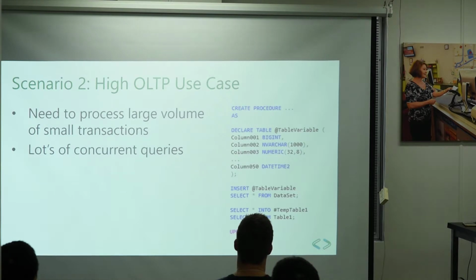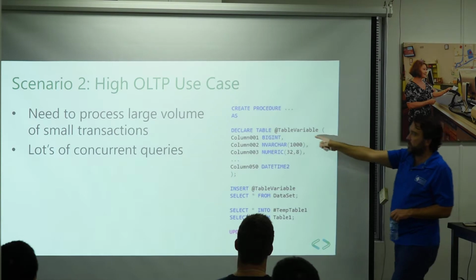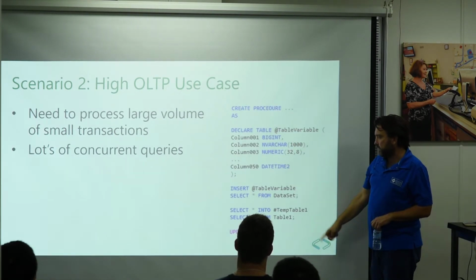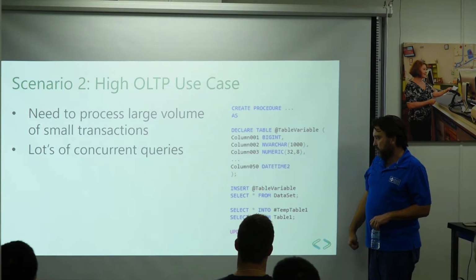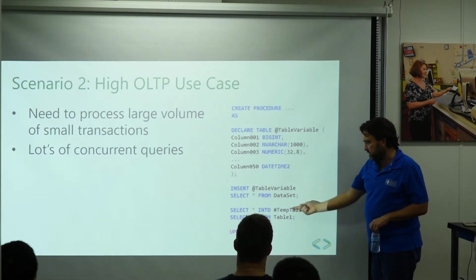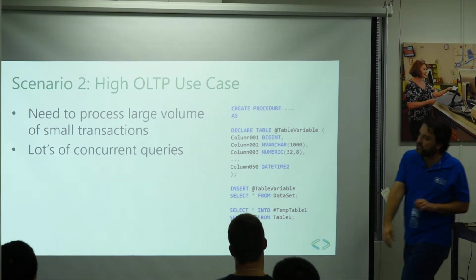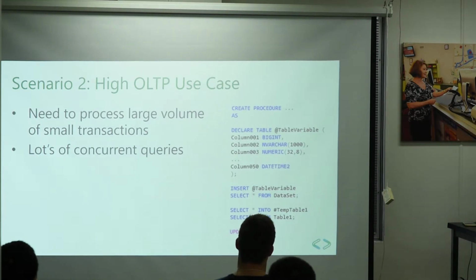So in this particular case, as you can see, we've got a little pattern here. There might be a few nuggets here. So again, create a procedure, declare a table variable, with column data types here. Select into that particular table variable, select star from a data set, and then select from that, and then do some updates, whatever. So in this particular case, as you can see, it's not wide tables. You have a large, high volume of concurrent queries. So that's the problem in this particular case. You need to process a large volume of small transactions.